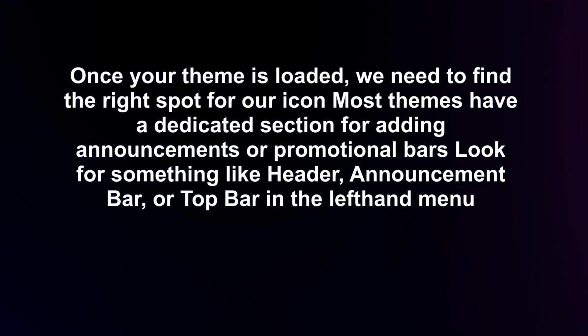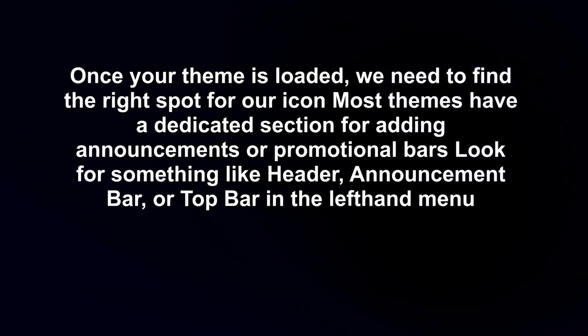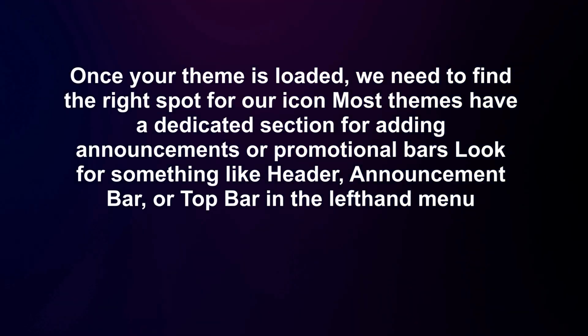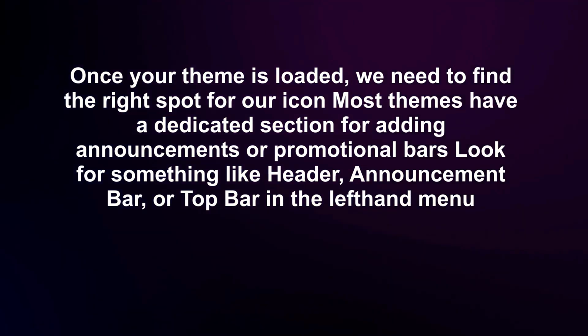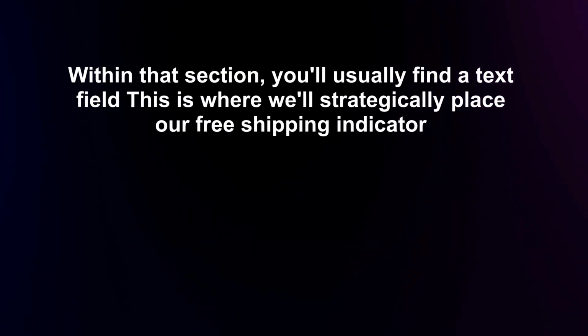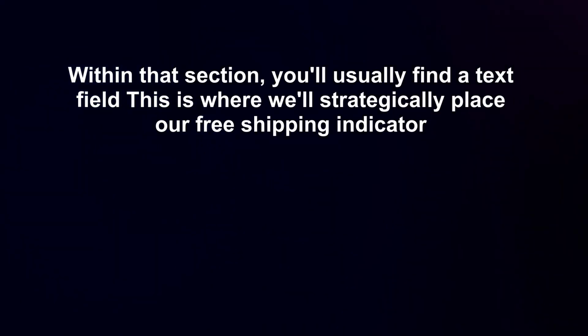Most themes have a dedicated section for adding announcements or promotional bars. Look for something like header, announcement bar, or top bar in the left-hand menu. Within that section, you'll usually find a text field. This is where we'll strategically place our free shipping indicator.